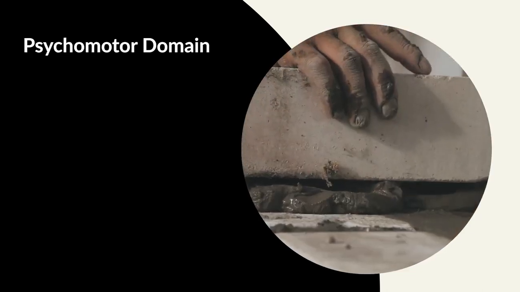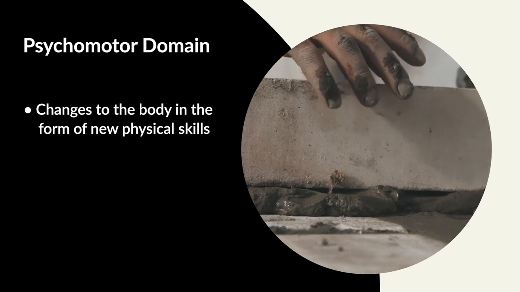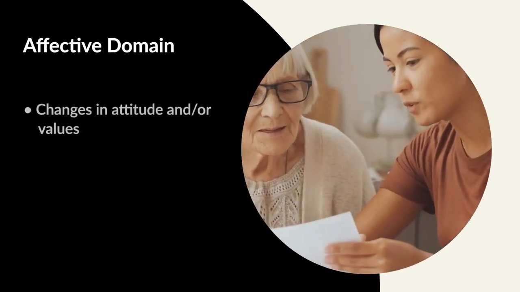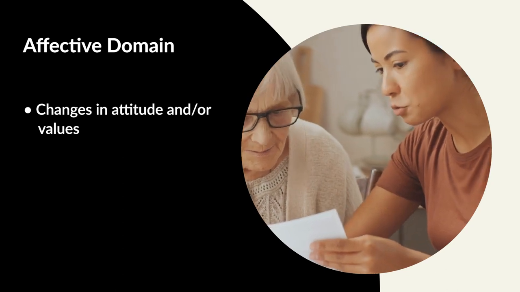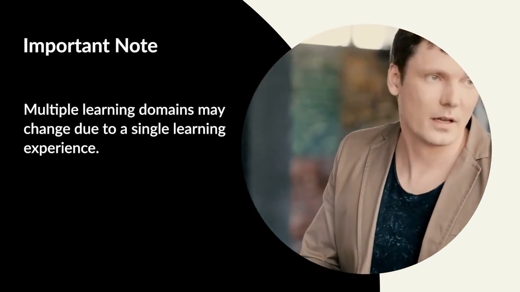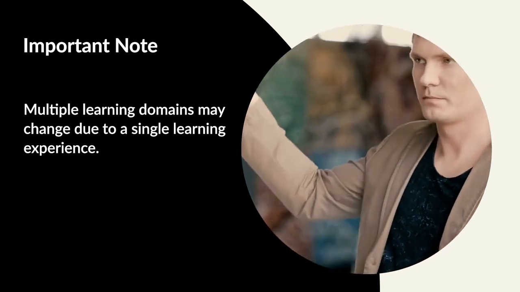Learning in the cognitive domain focuses on changes to the brain by acquiring new knowledge. Learning in the psychomotor domain centers on changes to the body in the form of new physical skills. Learning in the affective domain manifests as changes in attitudes and/or values. It's important to note that multiple learning domains may change due to a single learning experience.